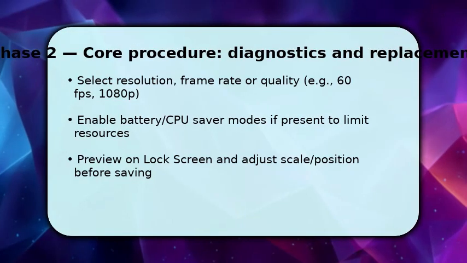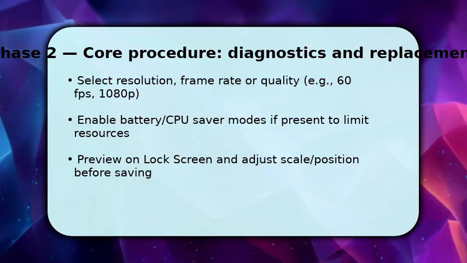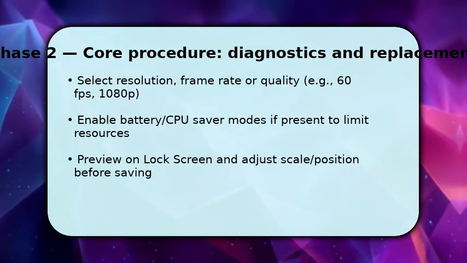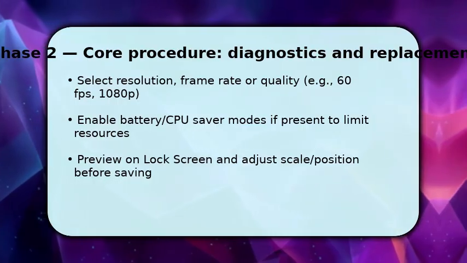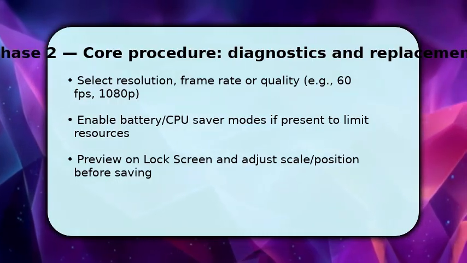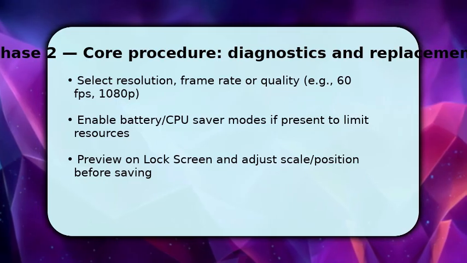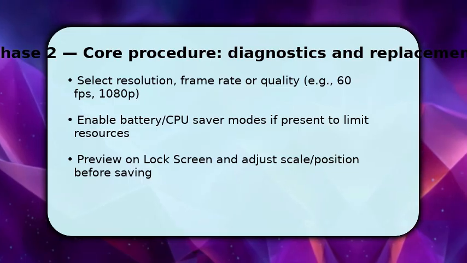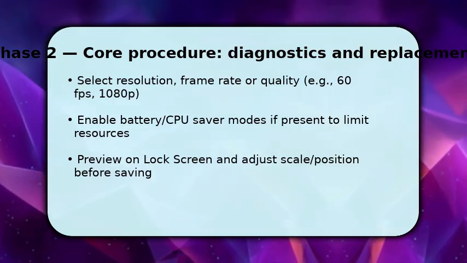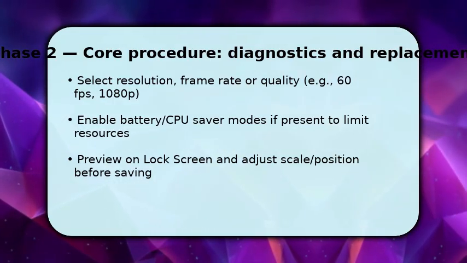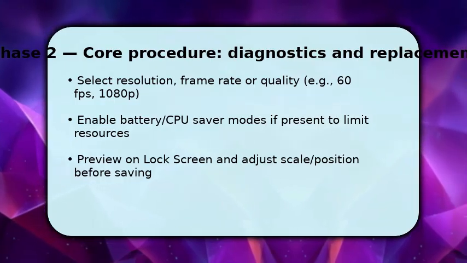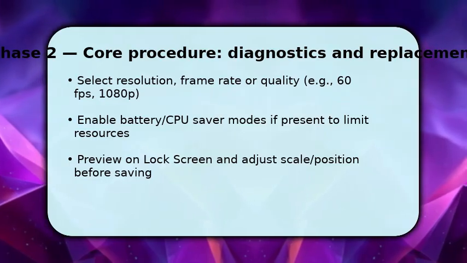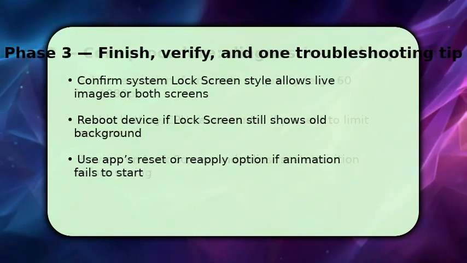Next, focus on the detailed settings so the animation looks right and behaves well. In Lively, pick resolution and frame rate, lower them if battery is a concern, then enable any saver mode that pauses on low battery. Once configured, use the app's lock screen preview to check scale, position, and looping behavior, and make micro adjustments so the subject isn't cropped. If motion seems heavy, reduce FPS or enable subtle effects. This balances visual quality with performance and finish by applying and verifying.